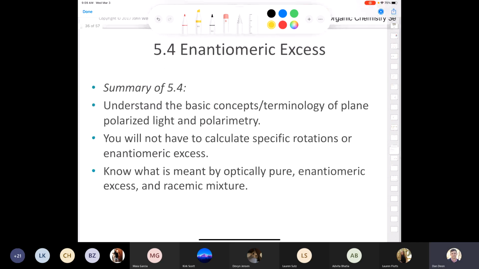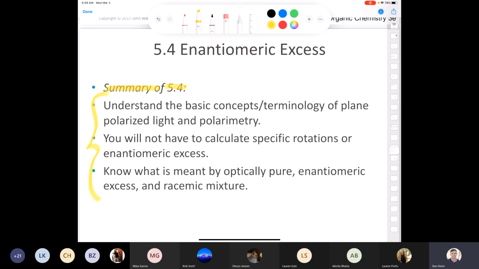What you need to know from section 5.4, okay? There's two people at the university that teach this class, me and Dr. Anderson. And we both agree that the only things that you really need to understand from chapter 4 are the major points, these three things right here, okay?